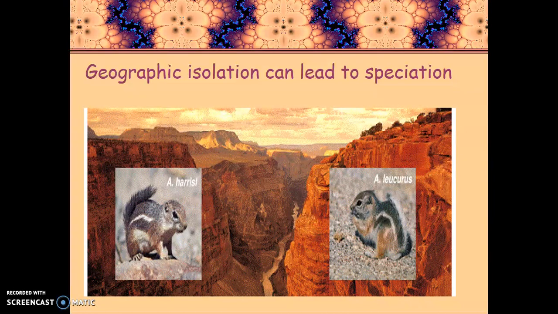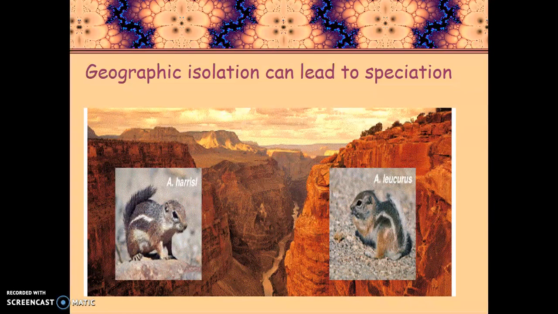Geographic isolation can lead to speciation. So if a population gets separated by a barrier, whether it is natural, such as the Grand Canyon forming, or Pangea breaking up, or a river flowing, or it could be man-made nowadays, like building a dam or building a giant 8-lane highway separating up forest patches.